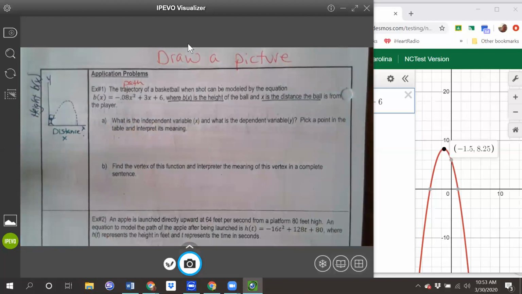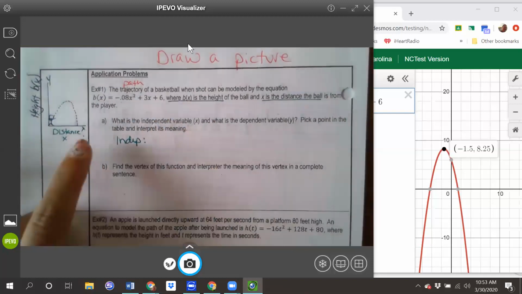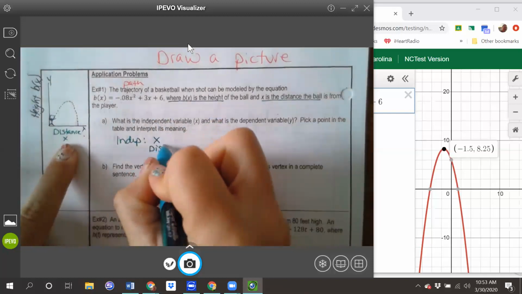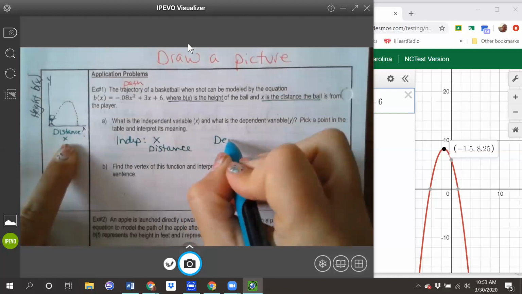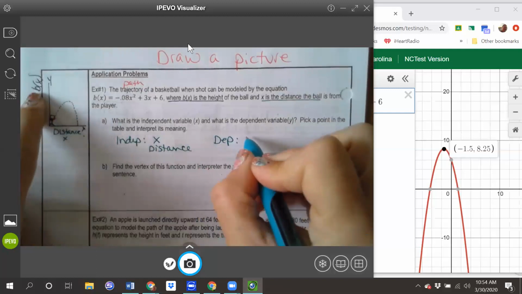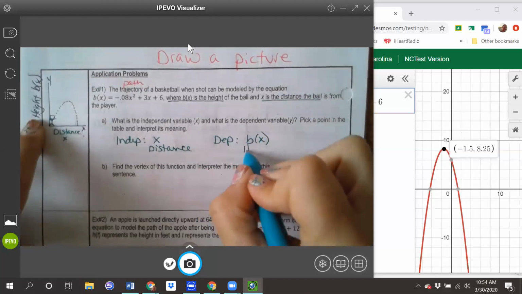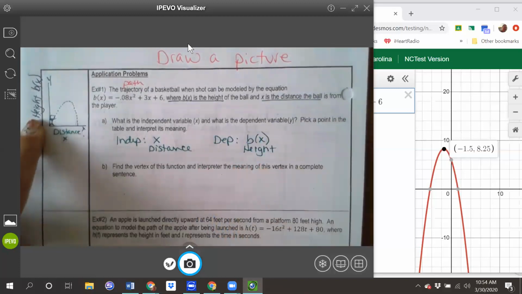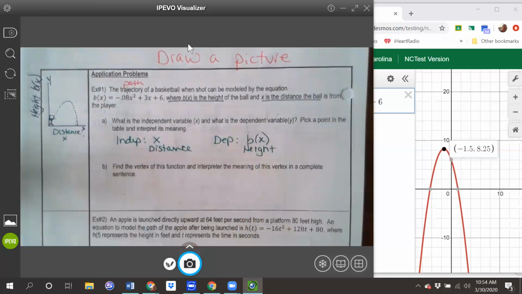Part A says, what is the independent variable X and what is the dependent variable Y? Well, the independent variable is X, right? Which is the distance from the player. And then that makes the dependent variable Y, which in our situation here is labeled as B of X, and that just represents the height of the ball. Okay, so we've got an X and we've got a Y, which is actually B of X.